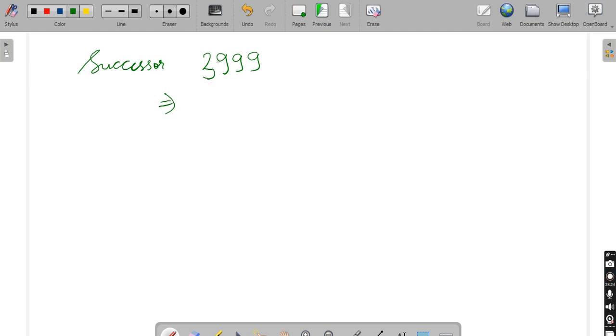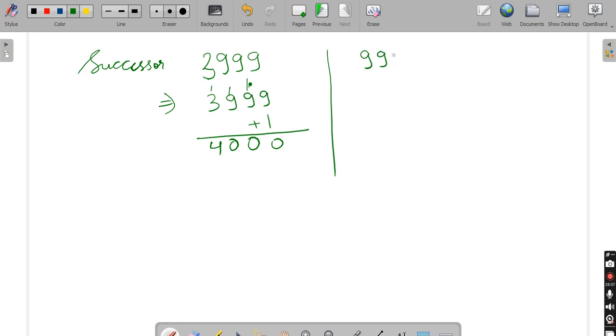It is 3999. Very good students. 3999 plus 1 I will do. 9 plus 1 is 10, 0 carry 1. Here it will be 10, 0 carry 1. Carry, it will become 4000. Super, very good. Similarly, the successor of 9999, can you tell me what will be the successor of this number?